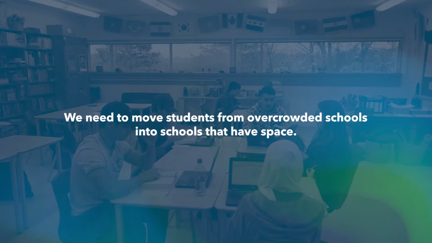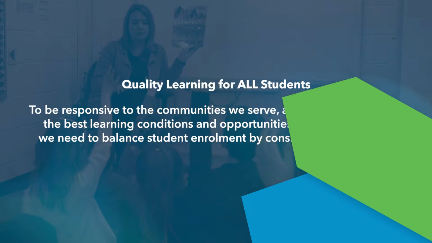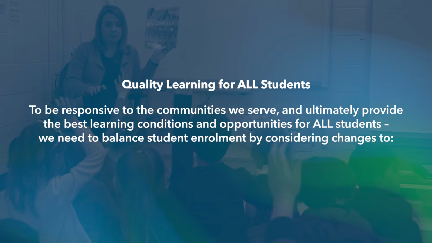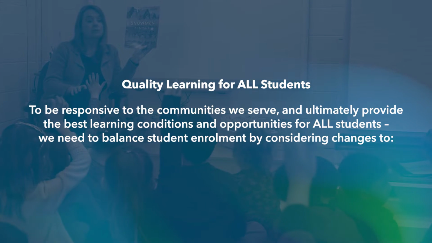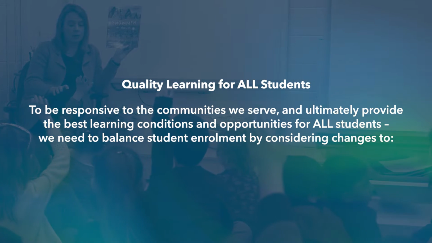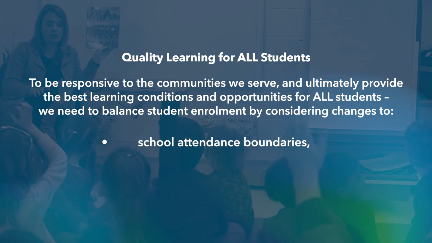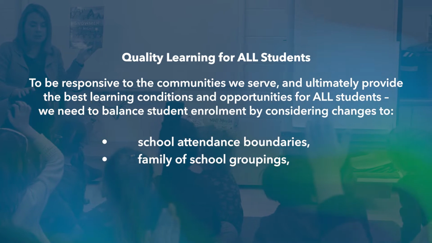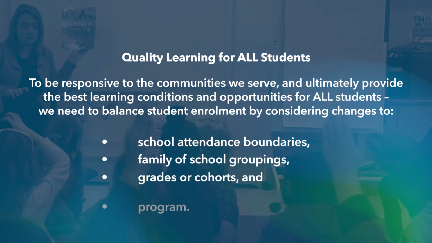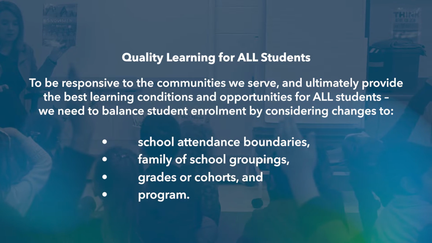When uneven growth impacts multiple school communities, we need to look at moving students from overcrowded schools into schools that have space. To be responsive to the communities we serve and ultimately provide the best learning conditions and opportunities for all students, we need to balance student enrollment by considering changes to school attendance boundaries, family of school groupings, grades or cohorts, and program.